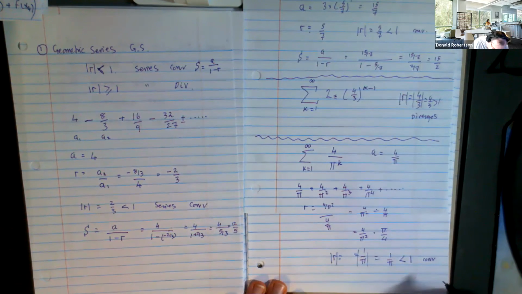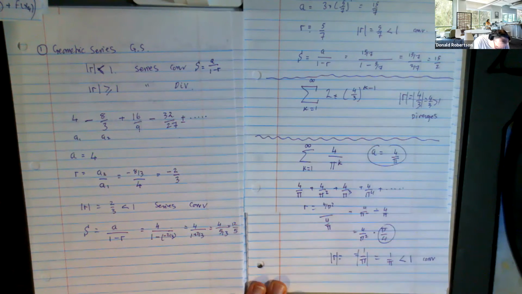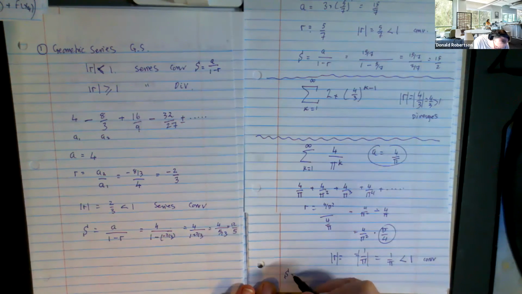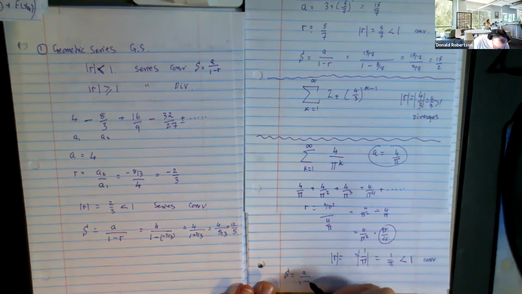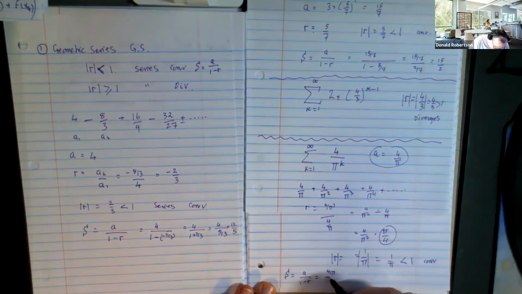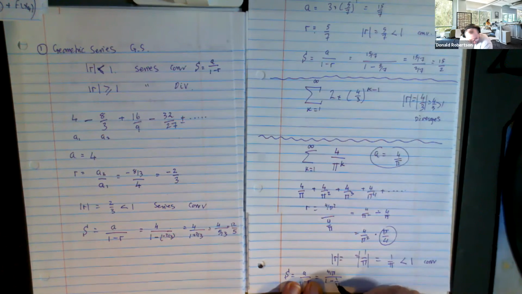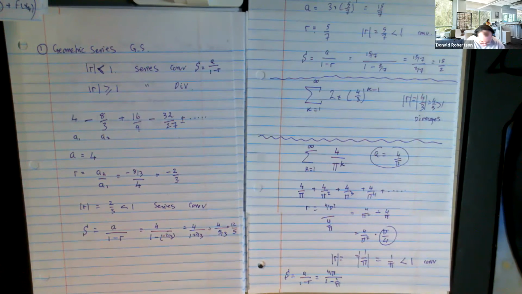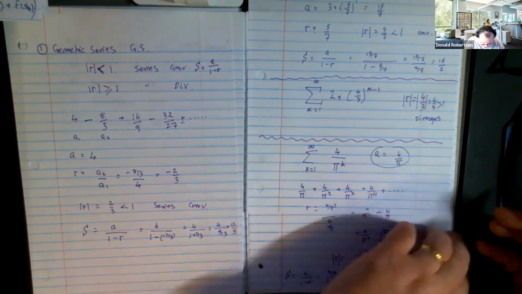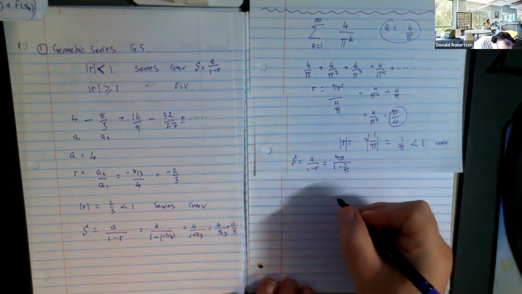And what does it converge to? Well, I know A and I know R. So its sum is A over 1 take away R. It's 4 over pi over 1 take away 1 over pi. I'm going to write that again.